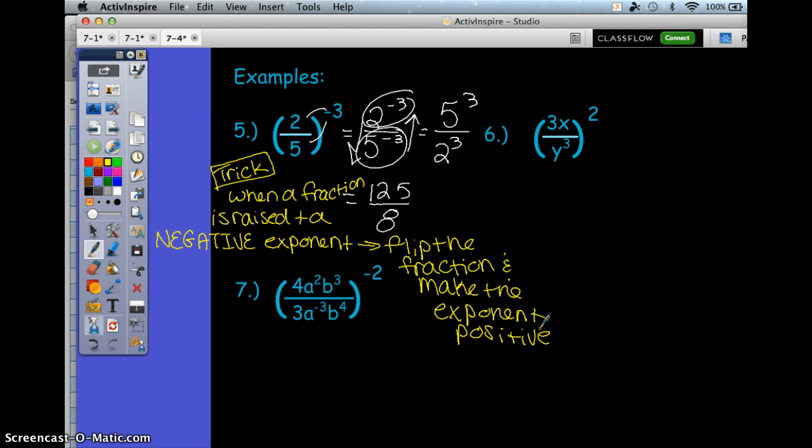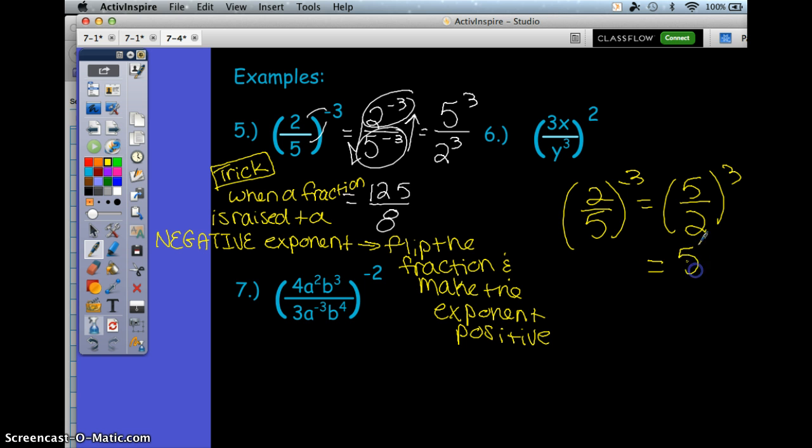Let me show you what that would have looked like. If you had 2 fifths to the negative third, you could flip your fraction, 5 over 2 to the positive third, and you get 5 cubed over 2 cubed. Aha, it's the same thing, 125 over 8. Either way, in the yellow or in the white, you end up with the same answer. You can do it either way. Hit pause. I'm going to erase this and go on to number 6.